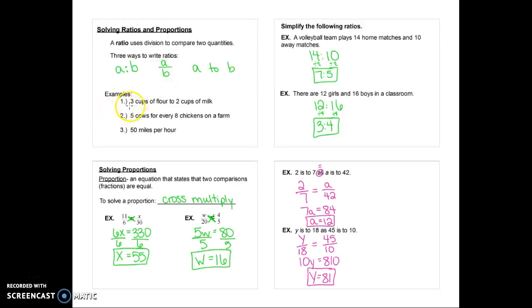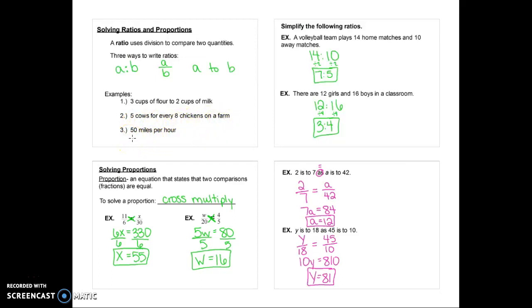A couple examples. If you're a baker or you like to cook, this is something that you would see often. 3 cups of flour to 2 cups of milk. For every 3 cups of flour that you put into a recipe, you also have to put in 2 cups of milk. So if I'm putting in 6 cups of flour, I'm going to have to put in 4 cups of milk, because for every 3, there's 2 cups of milk. Or for every 5 cows on a farm, there's also 8 chickens. So if there were 10 cows on the farm, there would be 16 chickens.